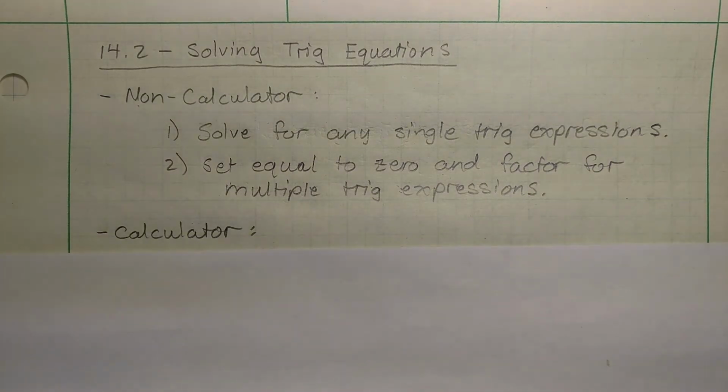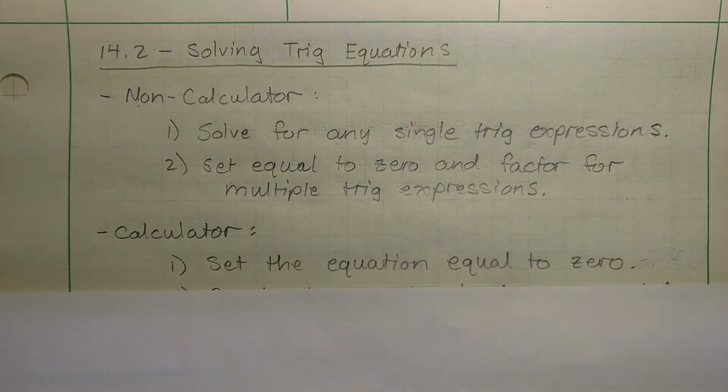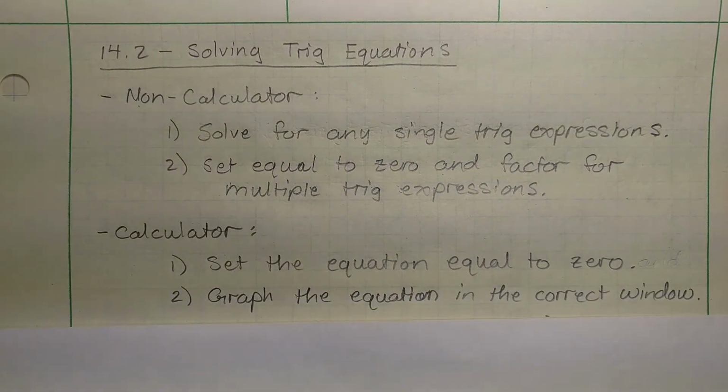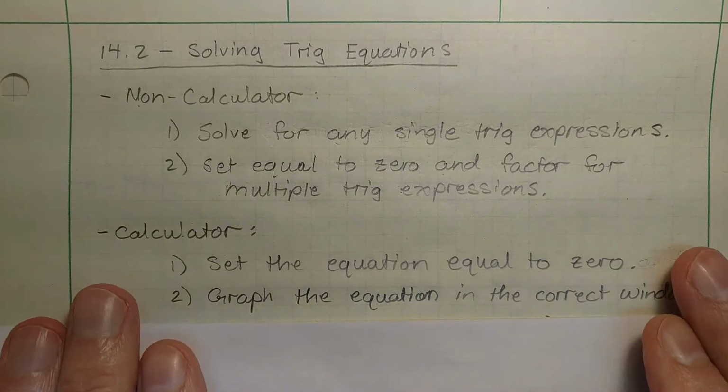Then with the calculator, we also have two strategies. One, set the equation equal to 0. That's your first step. And then the second step, graph the equation in the correct window, and then look for the solve, then for the zeros. Okay, so those are our processes. Let's look at some examples. If you need more time, just pause the video and copy things down.